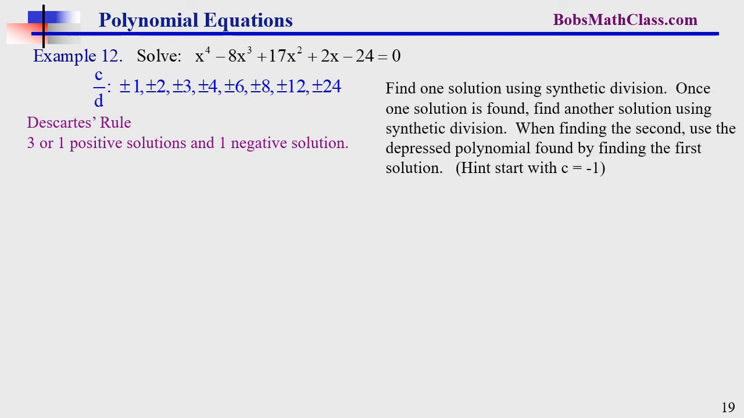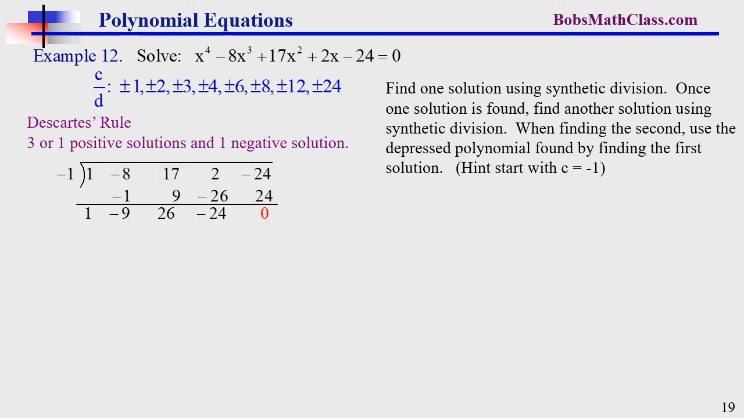Okay, let's find one of them using synthetic division, and I'm going to save you some time. I'm going to say let's start with negative 1. There's not much time. You probably would have started with 1 and then negative 1. So let's start with negative 1. And you see that you do get a remainder of 0. Okay, pause it. Make sure you can work that out.